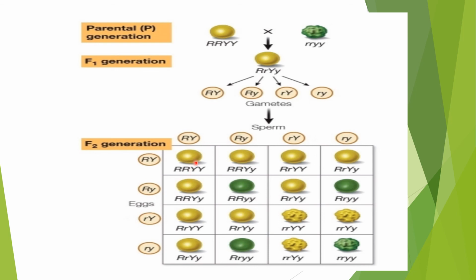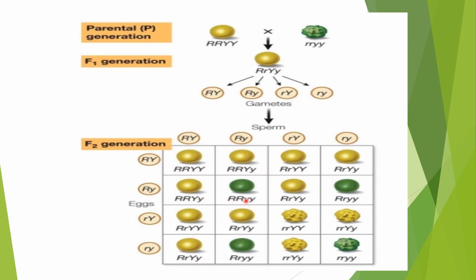So this individual will be round and yellow. This will also be round and yellow. Why will it be yellow? Because capital Y gene is dominant over the small y allele. This one will be round and yellow because capital R allele is dominant over small r allele. This one will be round and yellow again. What about this individual? This will be round and yellow.